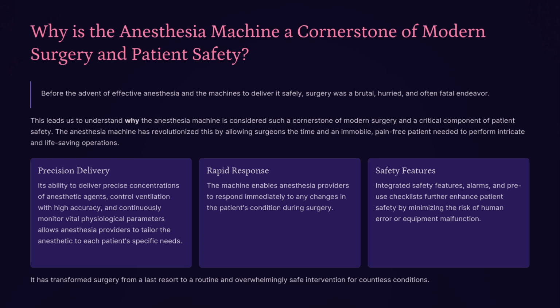and life-saving operations. Its ability to deliver precise concentrations of anesthetic agents, control ventilation with high accuracy, and continuously monitor vital physiological parameters allows anesthesia providers to tailor the anesthetic to each patient's specific needs and respond immediately to any changes in their condition. Integrated safety features, alarms, and pre-use checklists further enhance patient safety by minimizing the risk of human error or equipment malfunction. It has transformed surgery from a last resort to a routine and overwhelmingly safe intervention for countless conditions.